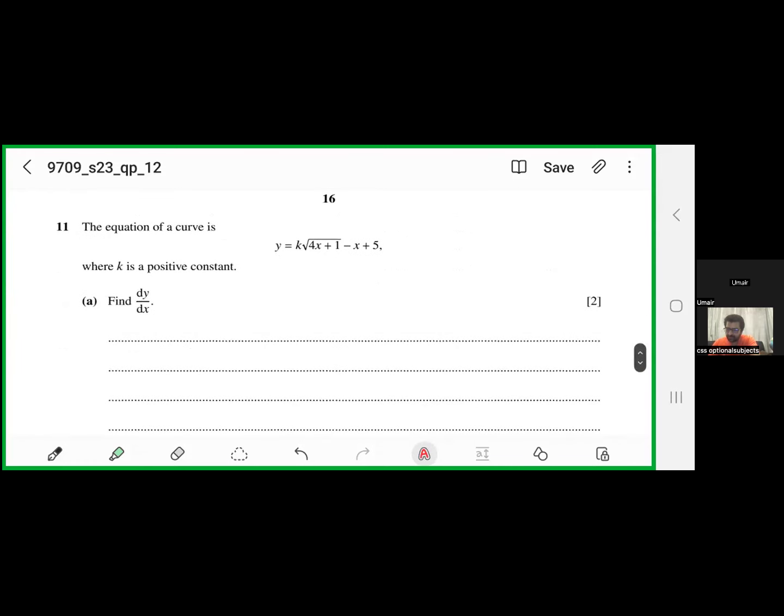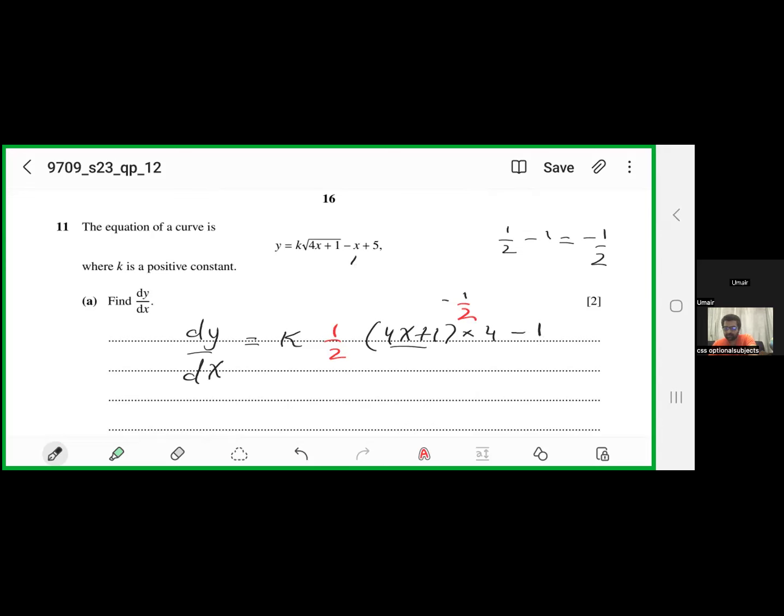The equation of a curve is this. Find dy by dx. Okay, take the derivative. dy/dx is equal to k. The power will be shifted: (4x + 1) raised to −1/2 − 1, that is, −1/2. You shift the power, decrease the power by 1, and you have to multiply by the derivative of this, which is 4. The derivative of −x is −1.